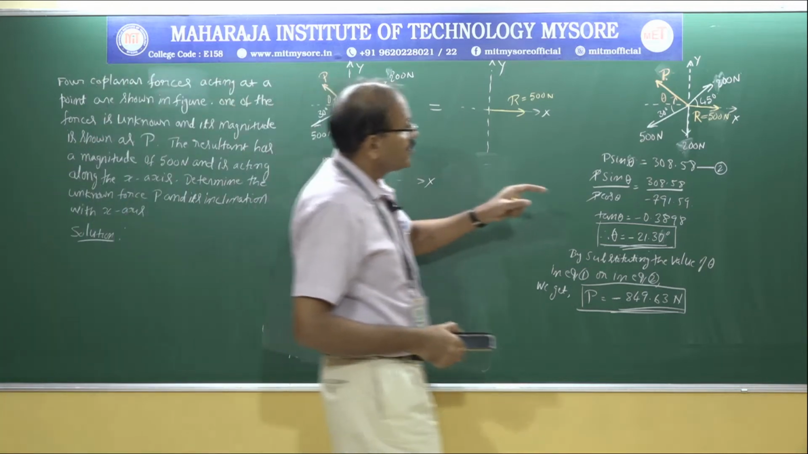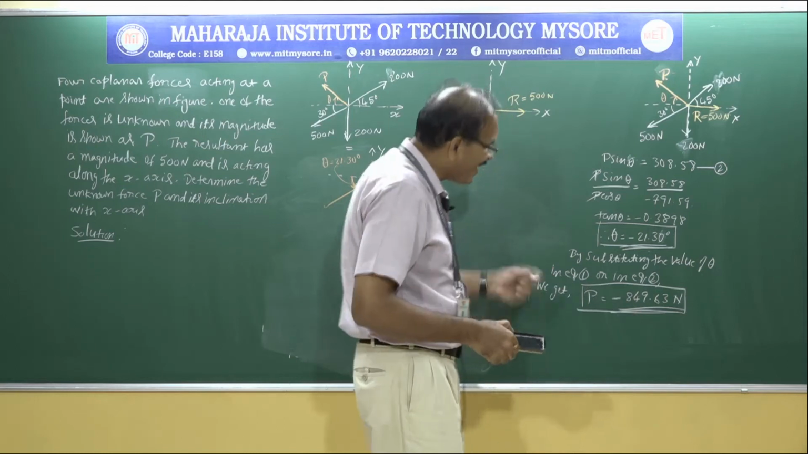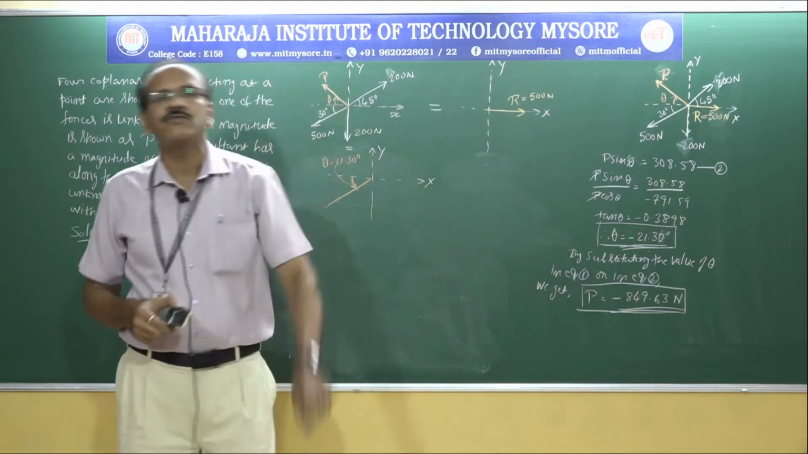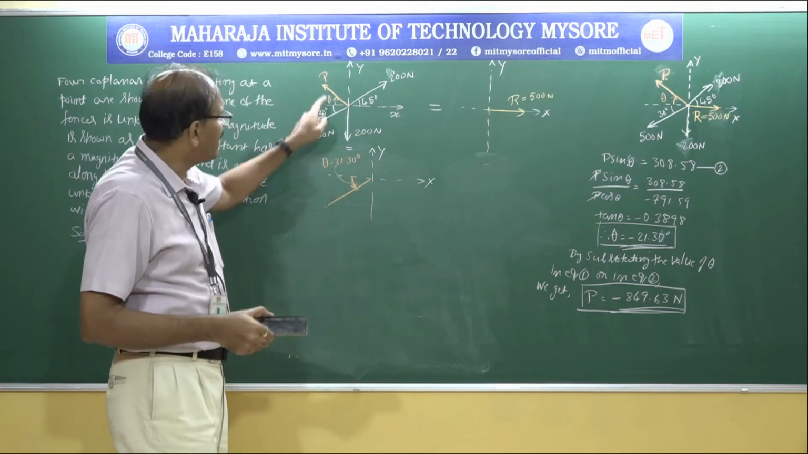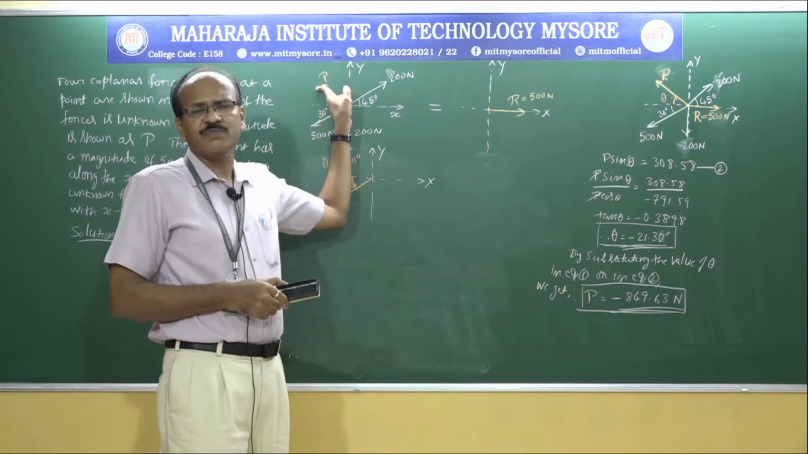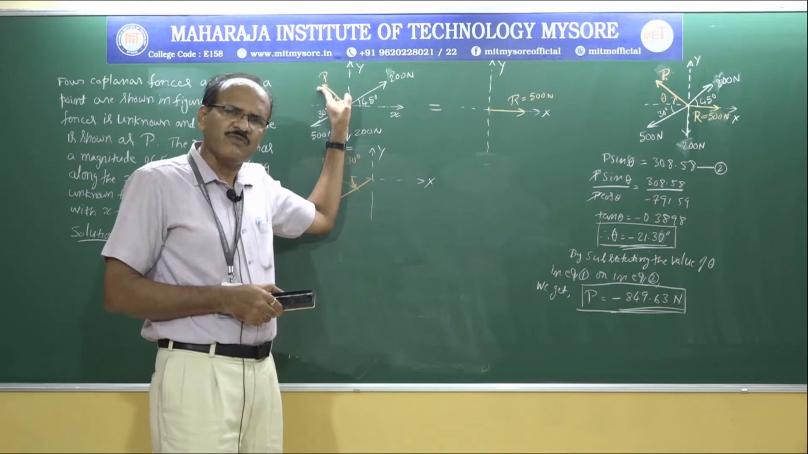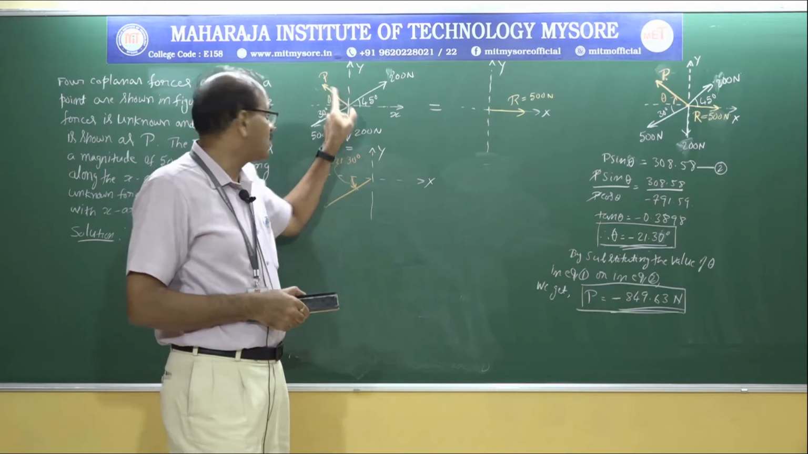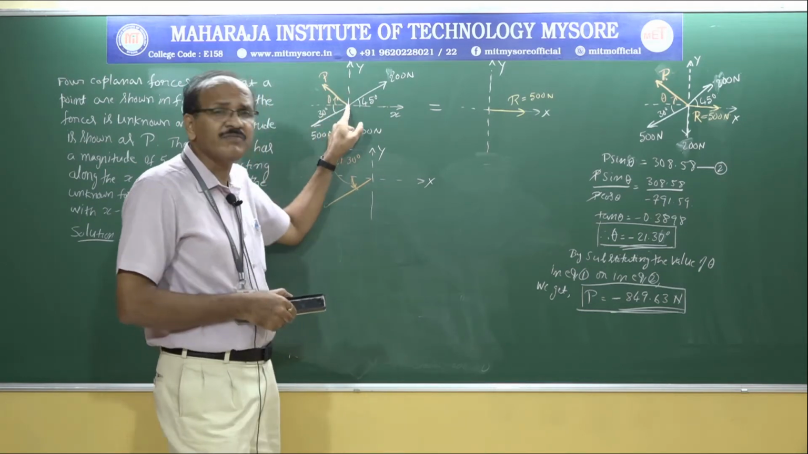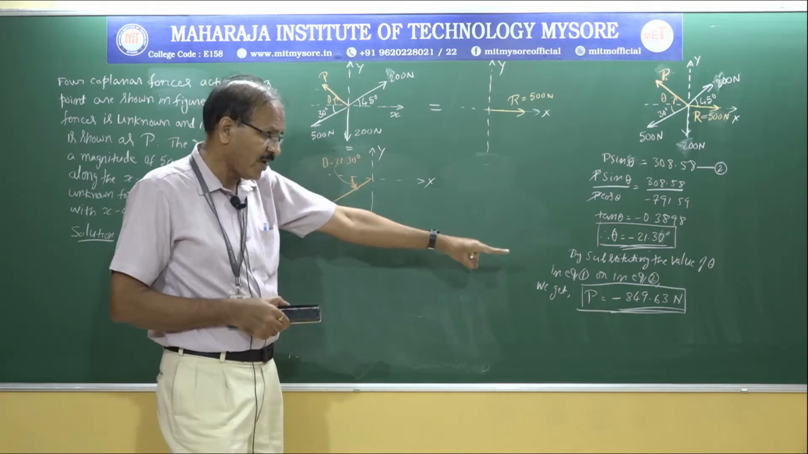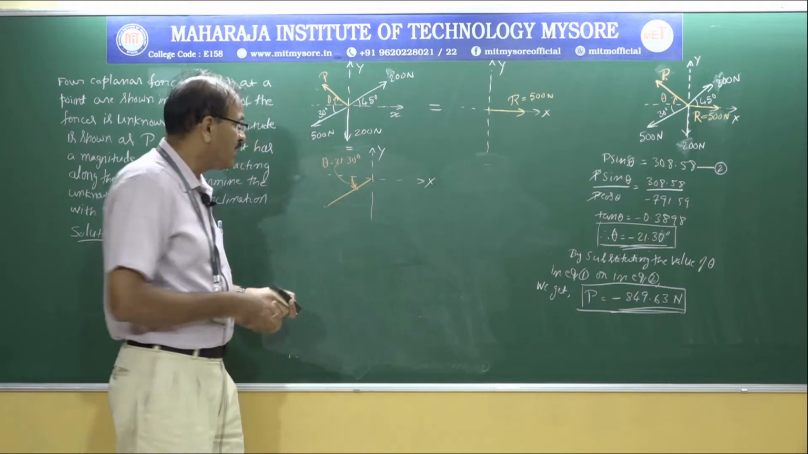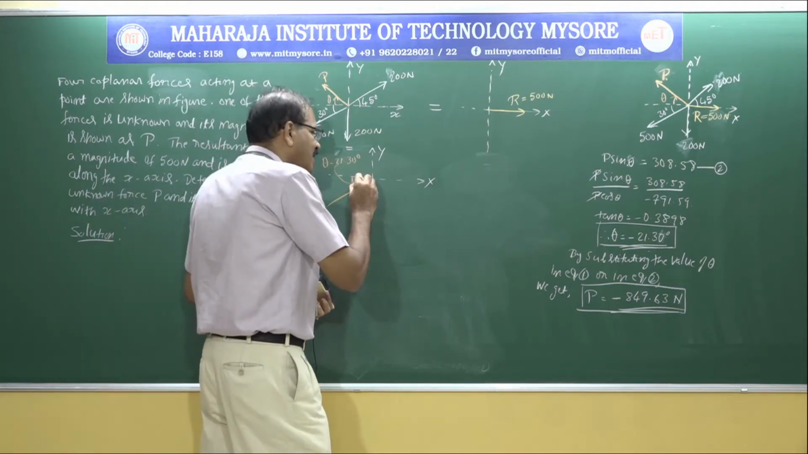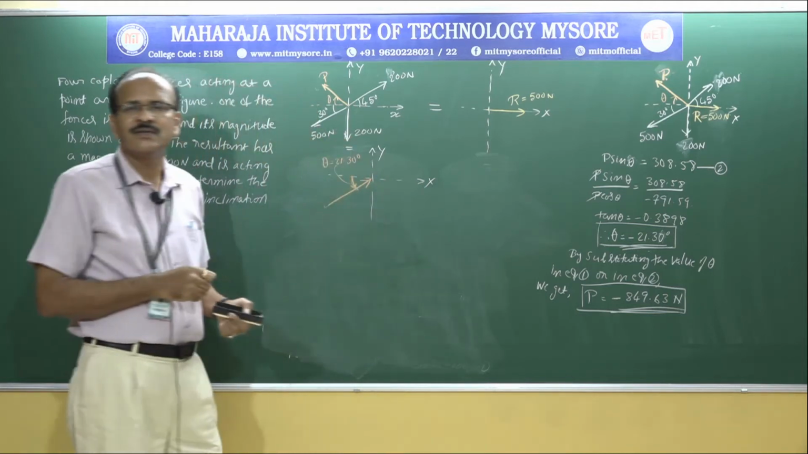Next, what is the value of P? That is minus 849.63 Newton. That means whatever the initial direction given in the problem was not correct. So this direction is acting away from the center. Because we got the negative value, the direction should be changed. It means that force should be acting towards the center.